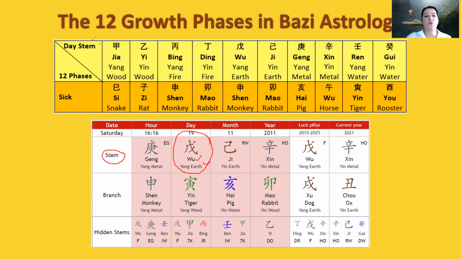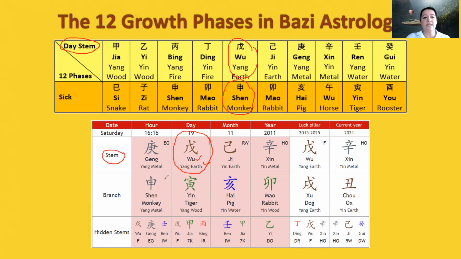And then you cross-reference this on this table. So here you look where you find Wu, and here we have Wu Earth. For a day master or day stem that has Wu Earth, the sick phase will be in the monkey. Knowing this, you then check whether you have the monkey anywhere in your natal chart.